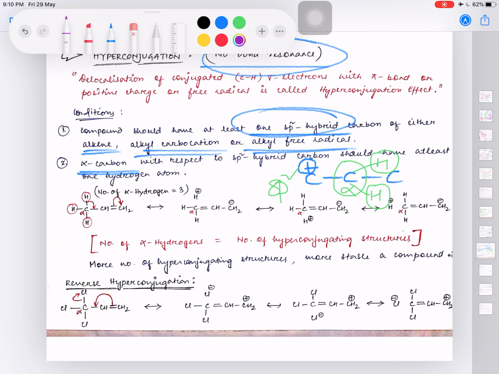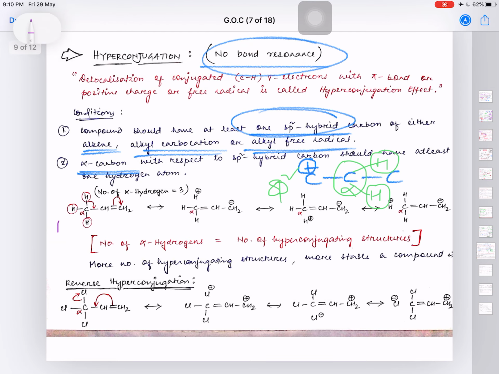Let us check the examples. You see this molecule, it has one carbon-carbon double bond. These two double bonded carbons are your sp2 hybridized carbons. On the right side you don't have any other carbon, so there is no alpha carbon, but on the left hand side you have a carbon attached to the sp2 hybridized carbon, so this is your alpha carbon. This alpha carbon has three hydrogens, so these are your alpha hydrogens. So in this structure you have three alpha hydrogens. And keep in mind that the number of alpha hydrogens will be equal to the number of hyperconjugating structures.